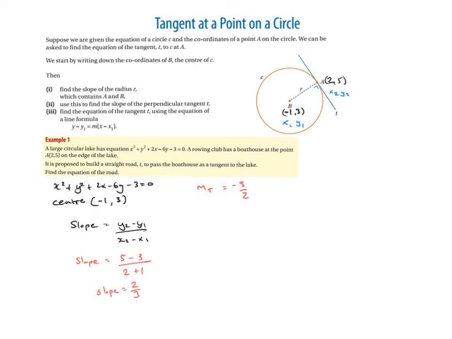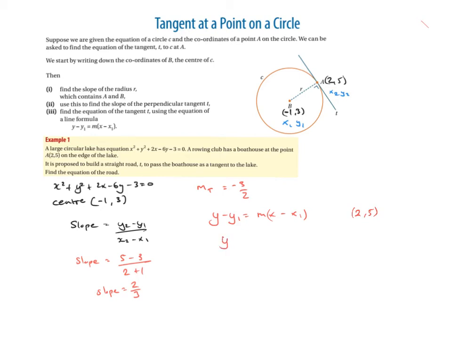We now need to find the equation of the tangent. Using the line equation y minus y1 is equal to m(x minus x1), we can now get the equation of this line. Don't forget which coordinate we're using. The coordinate we're using here is (2, 5), because (2, 5) is on the tangent line here. So make sure you use (2, 5) and not (minus 1, 3) here. I'm just going to write that on the side here.